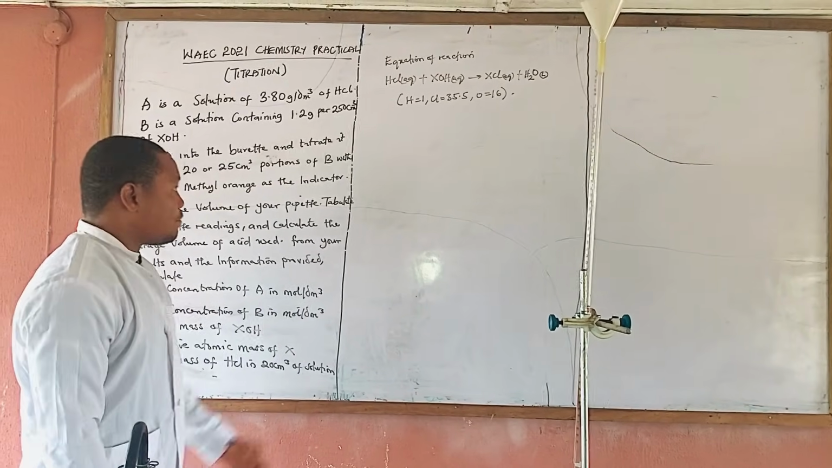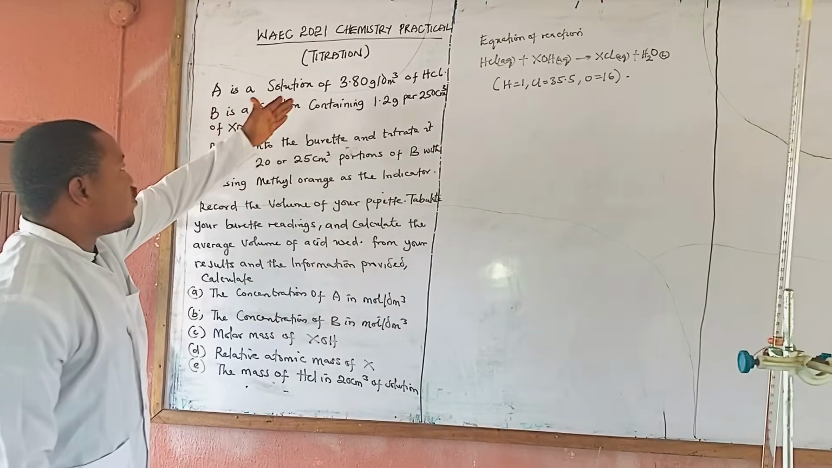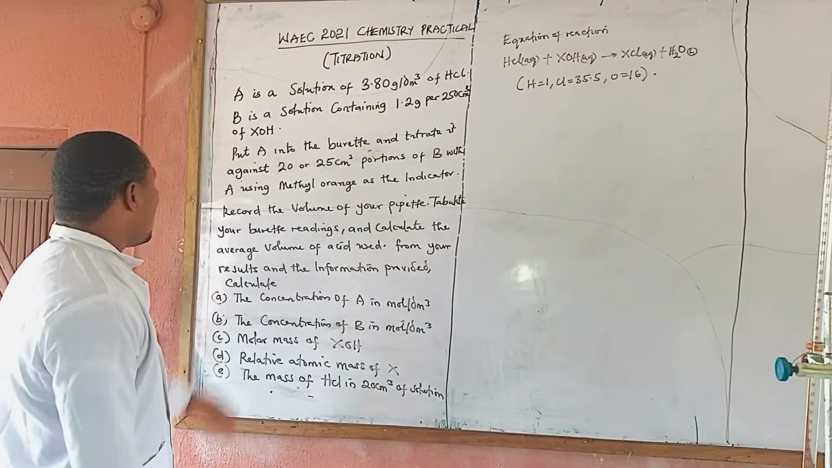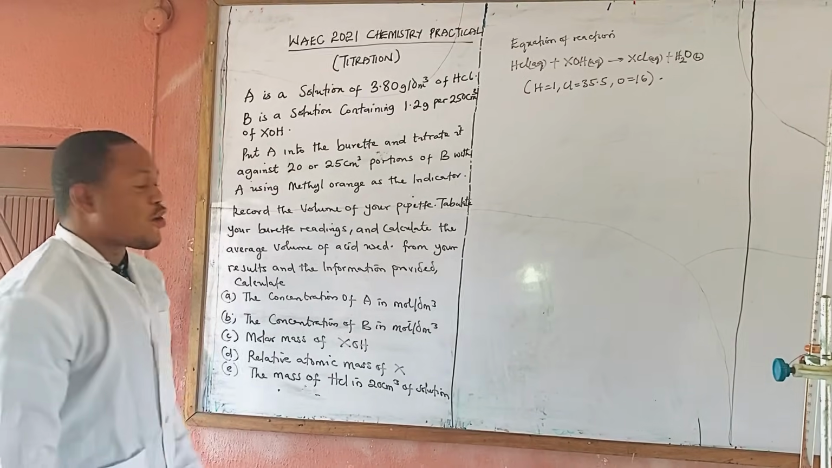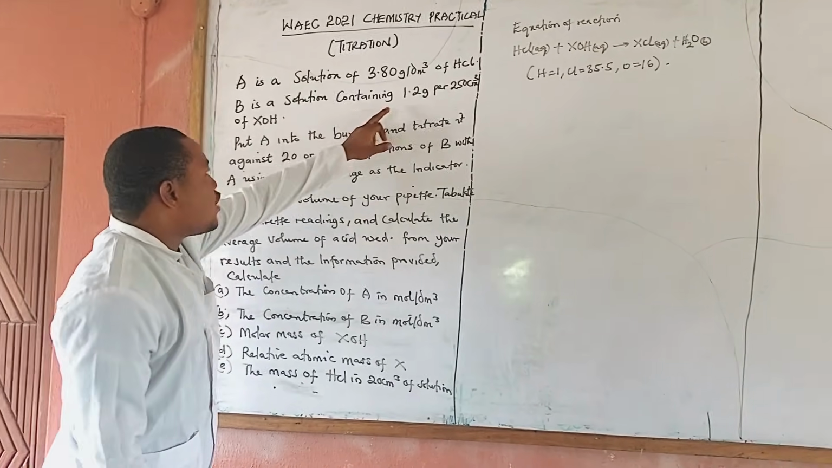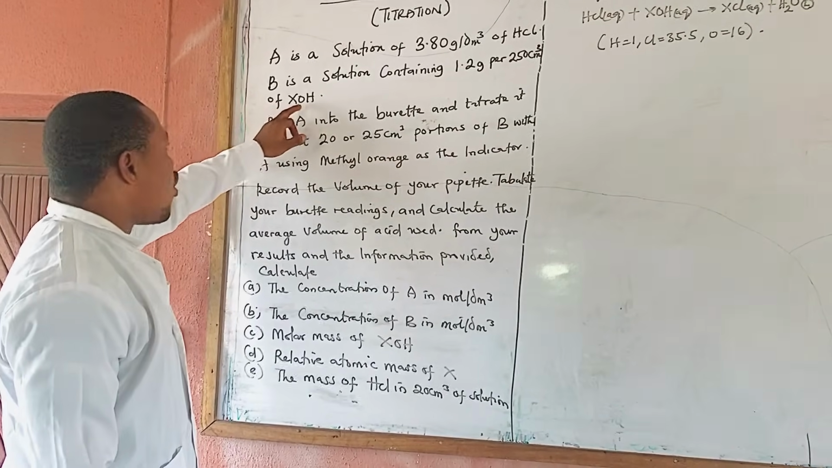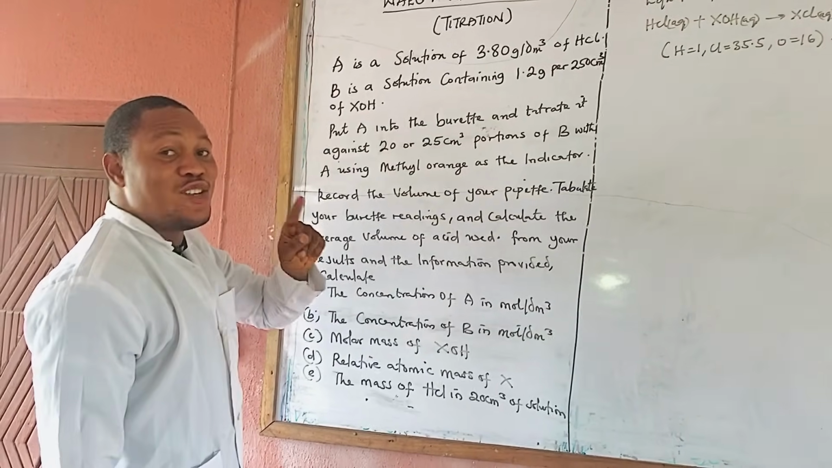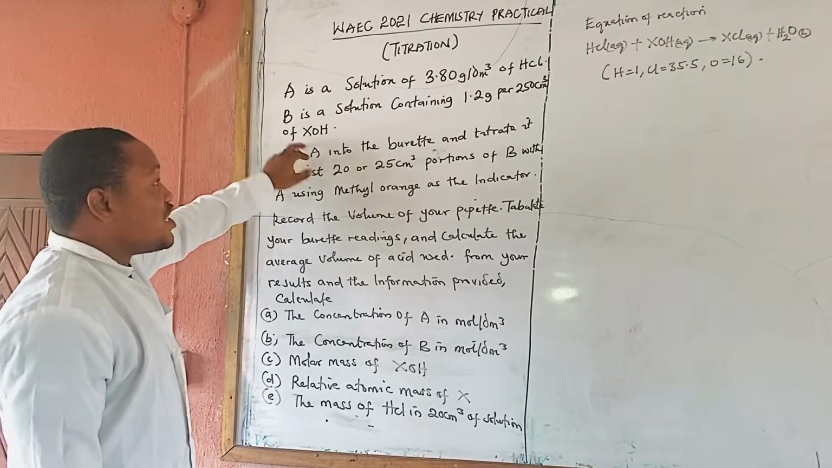So this is a deduced question for the number one. They said A is a solution of 3.80 gram per dm cube of HCl. B is a solution containing 1.2 gram per 250 centimeter cube. Please, I want you to note some keywords here. B is a solution containing 1.2 gram per 250 centimeter cube of XOH. Of course, you see this is a base, but you don't actually know the base because the symbol for the base is not well represented.